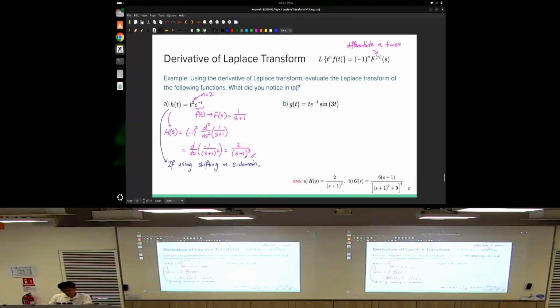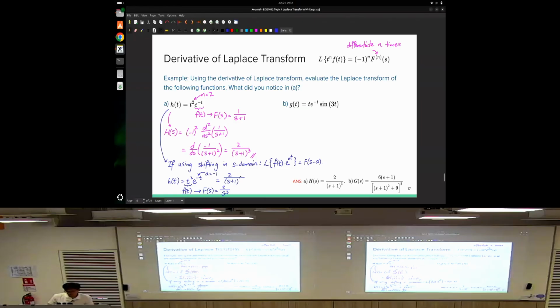Okay, so let me write down shifting in the s domain. The Laplace transform of f of t times e to the at equals F of s minus a. So then what is the f of t function? The f of t function must be t squared. So therefore this is the f of t. Then the a must be minus 1. So what is the F of s? Big F of s must be 2 over s cubed. But then you want to change the s to s minus a. So the end result is 2 over s plus 1 cubed.